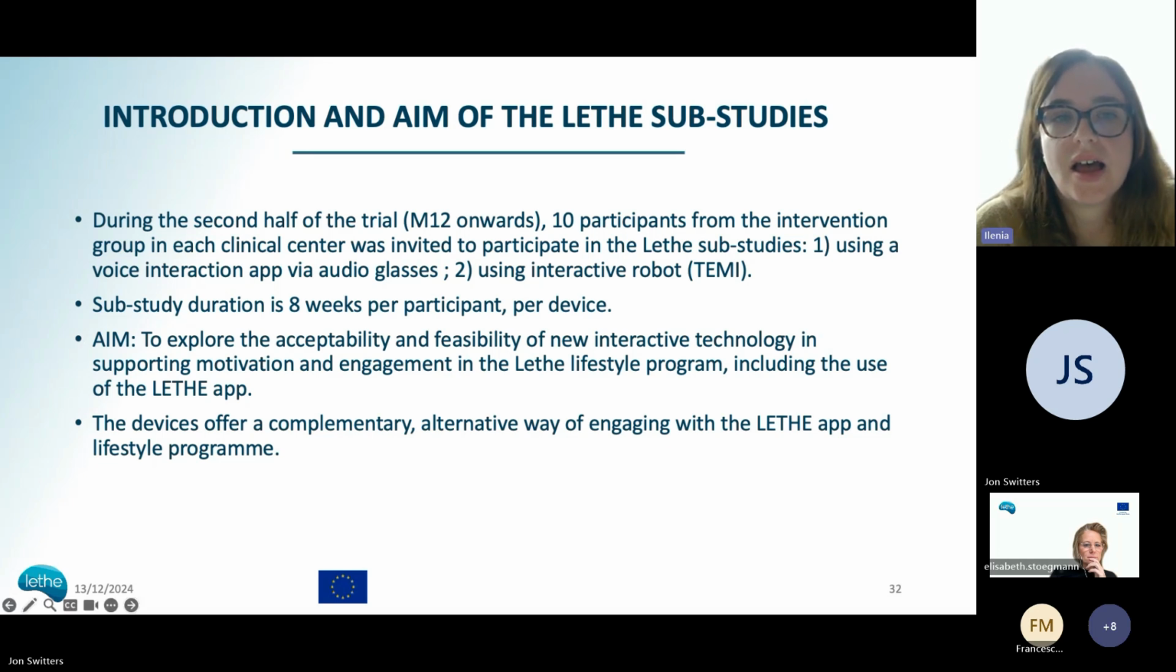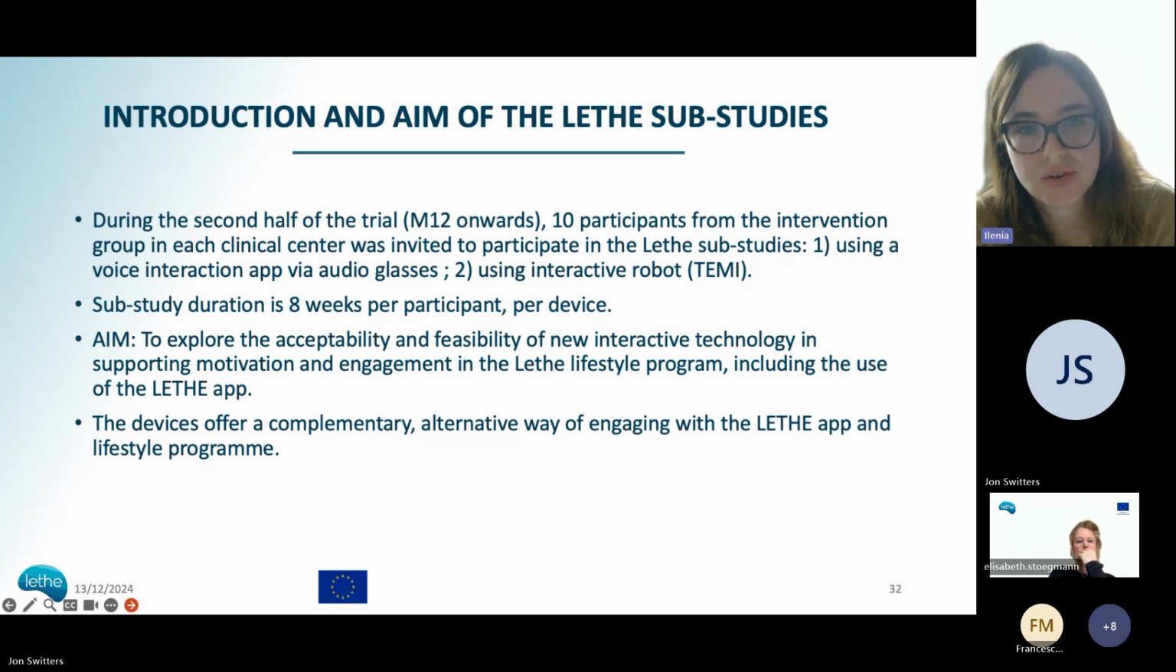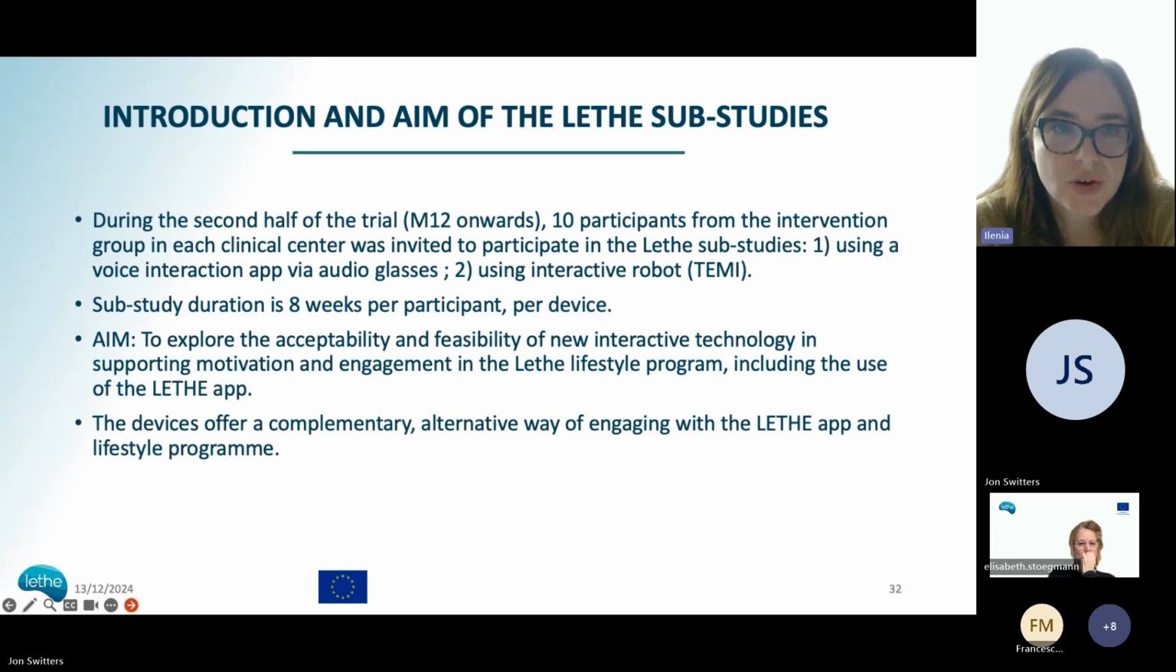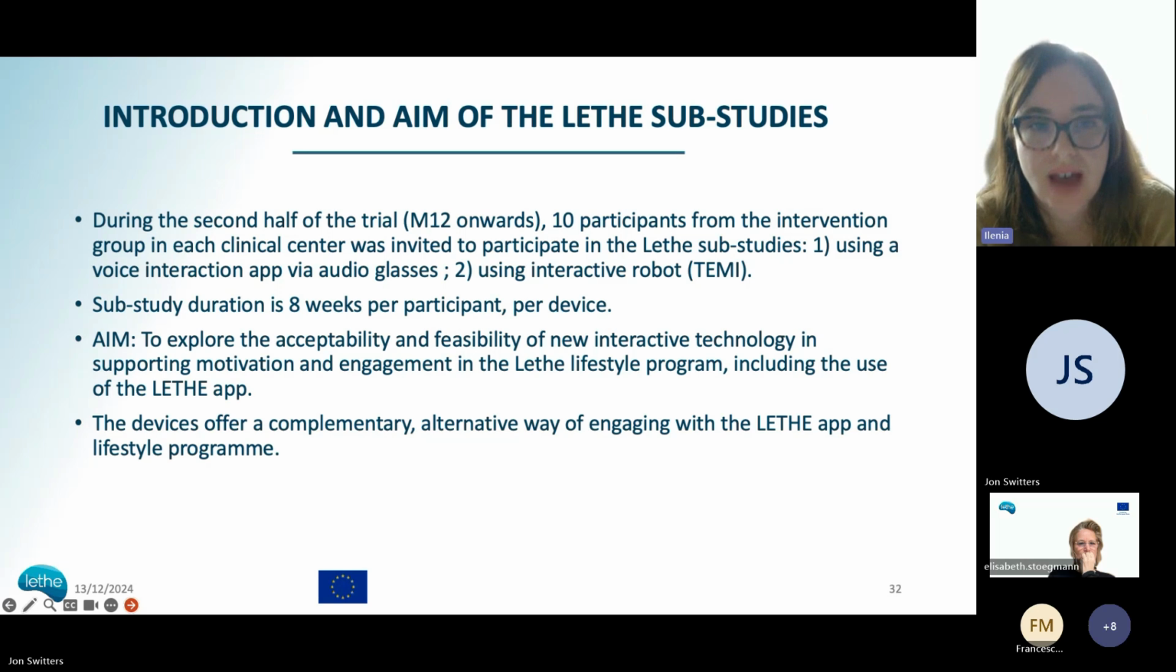Now, in this slide, a brief introduction to the aim of the Lethe sub-studies. During the second half of the study, 10 participants from the intervention group in each clinical site were invited to participate in the Lethe sub-studies. One sub-study uses a voice interaction app via audio glasses, and the other uses an interactive robot, the Temi robot. The duration of the sub-study is 8 weeks per participant and per device.